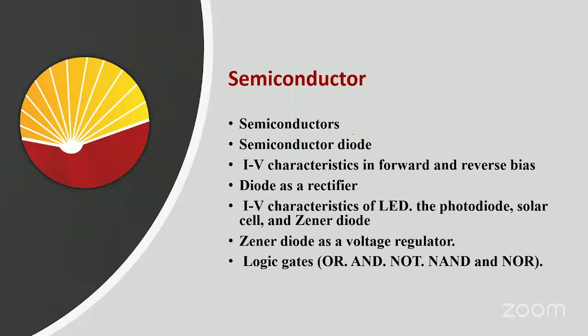First of all, what is semiconductor? Semiconductor diode. IV characteristic in forward and reverse bias. Diode as a rectifier. And then IV characteristic of LED, photodiode, solar cell, and Zener diode. Zener diode as a voltage regulator, and these are the logic gates. So if I consider the 50-50 portion of it, 50% of the questions are asked from these two topics, and the rest 50% of the questions are asked from these above four or five topics. Now let's move ahead and start with the introduction.